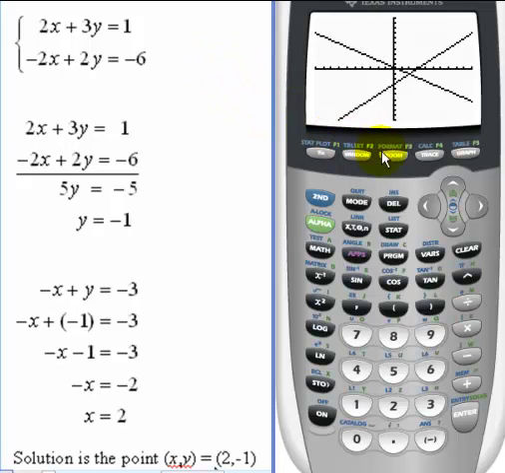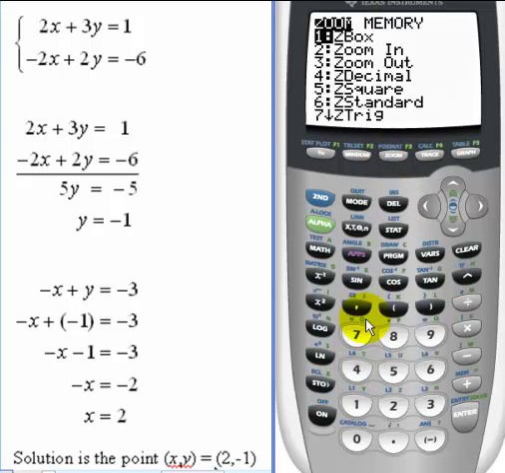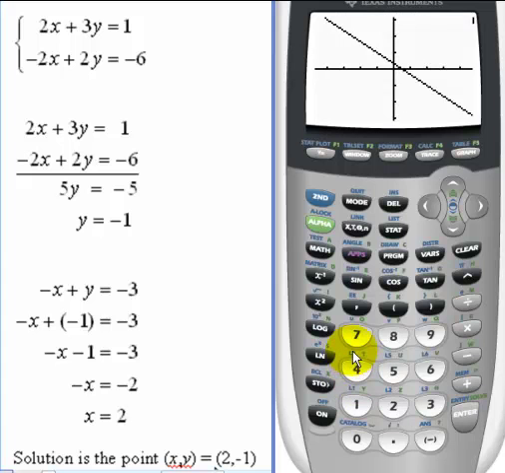Now, what I want to do, let me do a zoom decimal here, to get a little better picture. Computer's running a little slow, please bear with me here. So here's the zoom decimal, and I can see even better (2, -1). That definitely looks like the solution, but I want to go ahead and have the calculator find that for me.